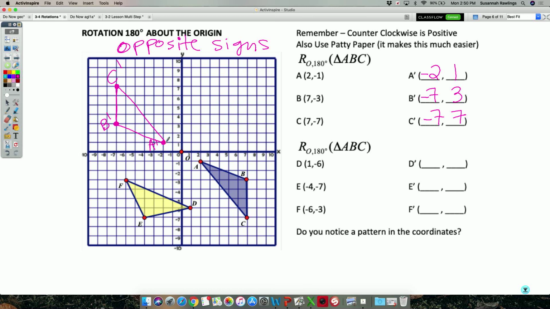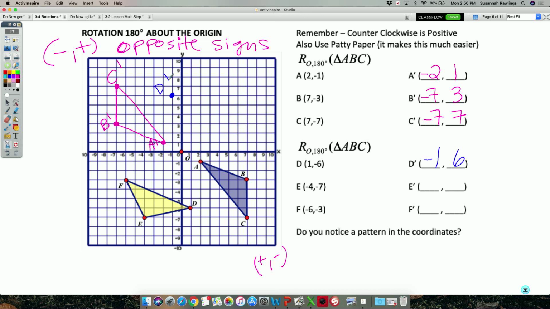Again, we want to think about the signs here. We went from the positive negatives to the negative positives, which makes sense because all of our answers were negative positives. So all you have to do is go through and switch your signs. Don't let this last one trick you. Our first point is +1, -6. When I change the signs, it would become -1, +6. So make sure you're still going into the negative there. -1, +6 would be D prime.